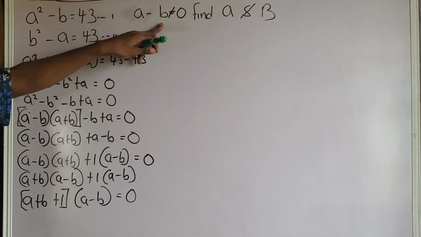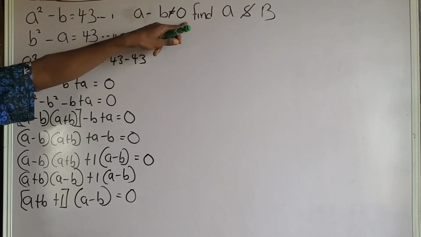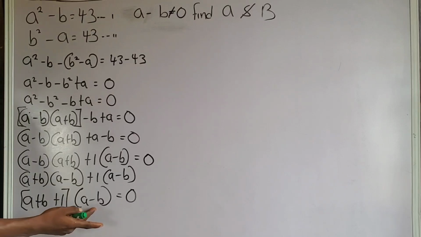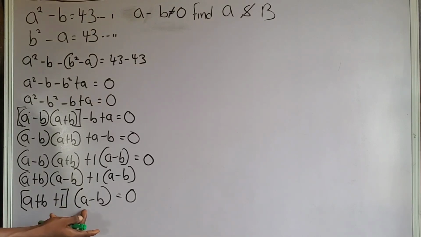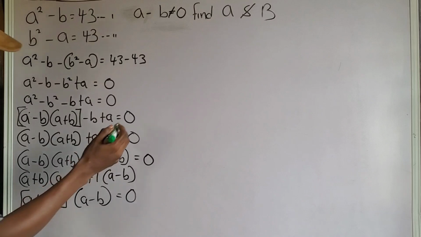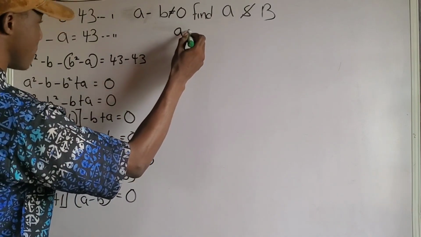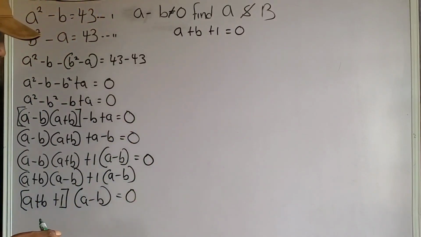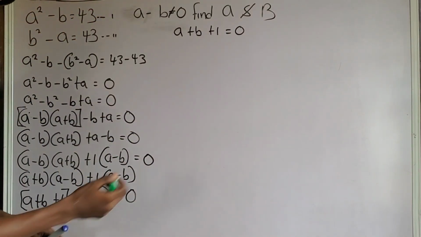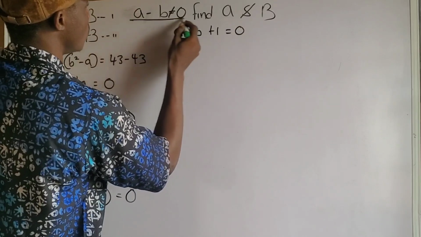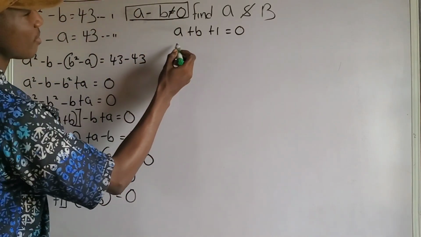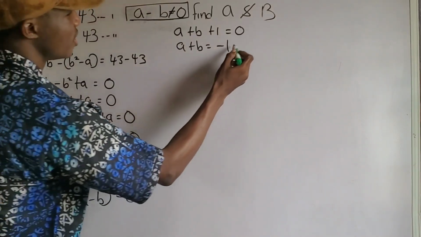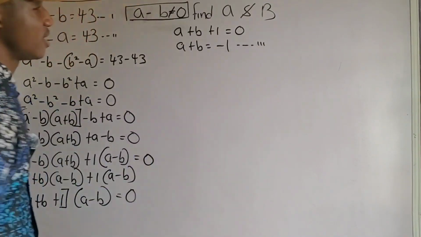With respect to what you have here, a minus b is not equal to 0. That is, the difference between a and b is not equal to 0. So I'm going to exclude this part because this is a minus b. So I'm going to have a plus b plus 1 equals 0. So for this, a plus b equals minus 1, right? Now, let us call this one equation 3.